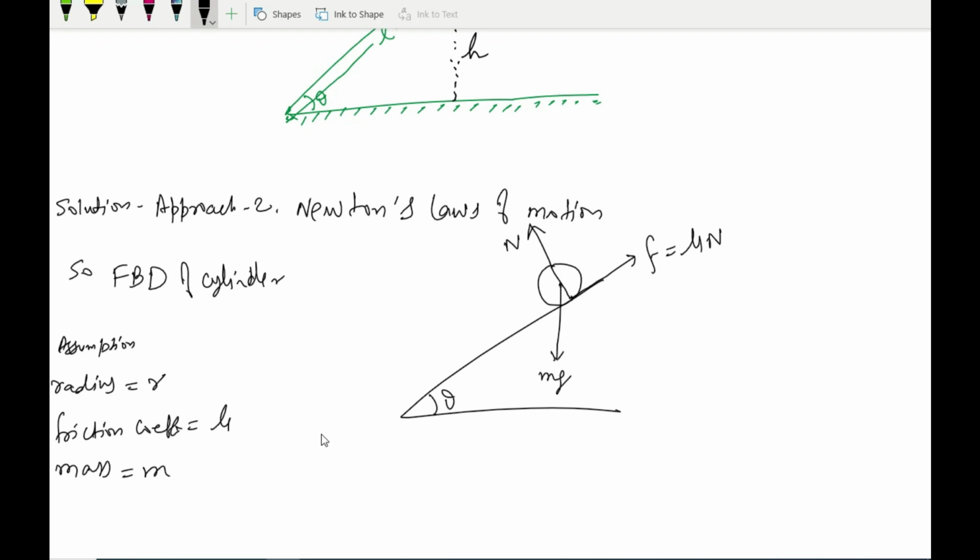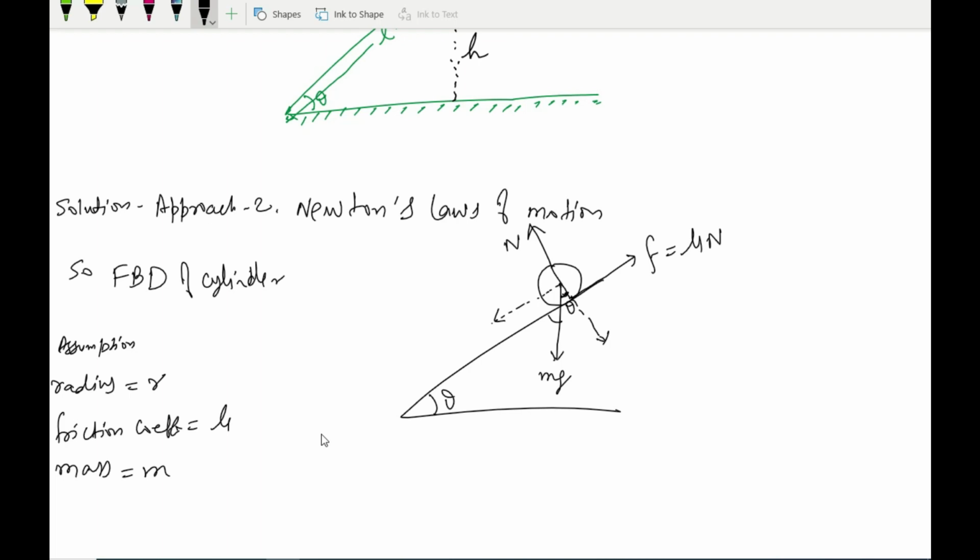That's it. There are only three forces: weight downward, normal force normal to the inclined surface, and friction upward. So we will break this weight into two components so that we can balance the equations. There will be one component of this, and another component of this. If this is theta, this will become 90 minus theta. Then this will also become 90 minus theta, so this angle will become theta.